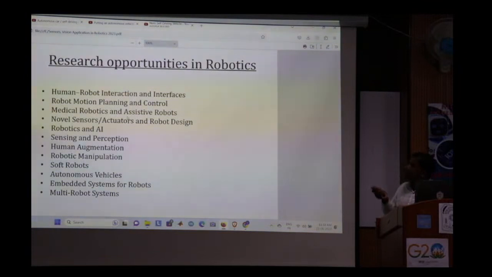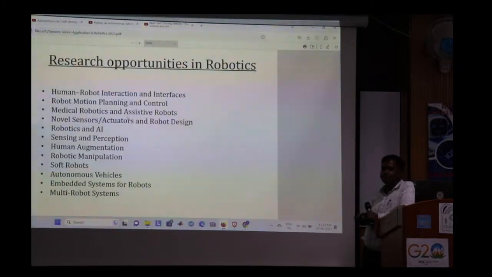Now, these are the research opportunities. Karyashala is all about doing modern research, improving the quality of research, and giving research output. So these are some areas in which you can think about doing research. First is human-robot interaction and interfaces. Then robot motion planning and control. Then medical robotics and assistive robots. Novel sensors, actuators, and robot designs. Then robotics and AI, sensing and perception, human augmentation, and robotic manipulation, soft robots.